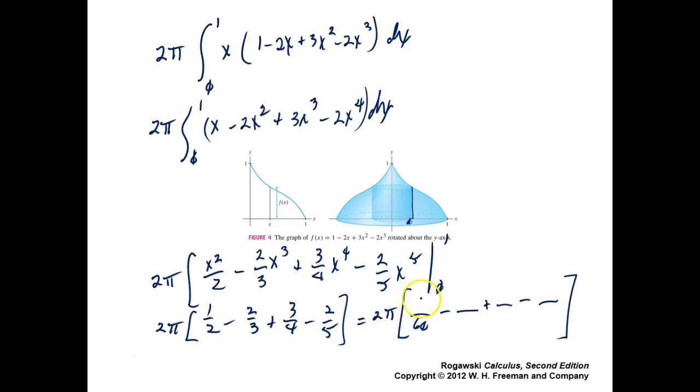How many 60ths is 1/2? 30. How many 60ths is 2/3? 40 60ths. How about 3/4? 45, okay. And how about 2/5?